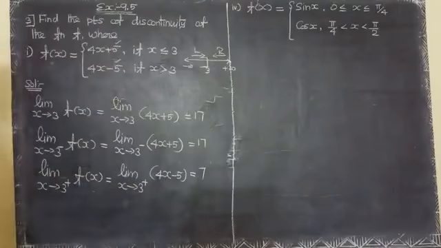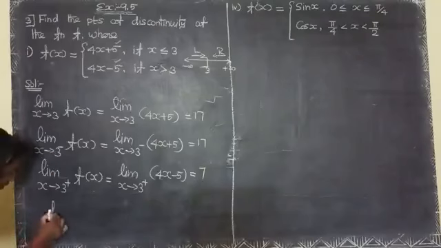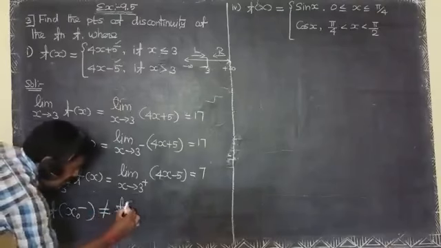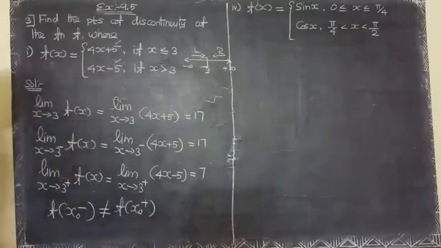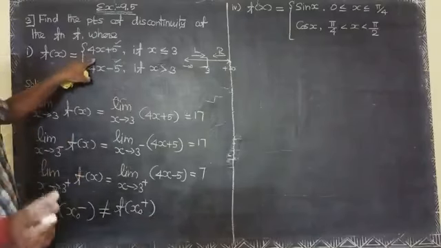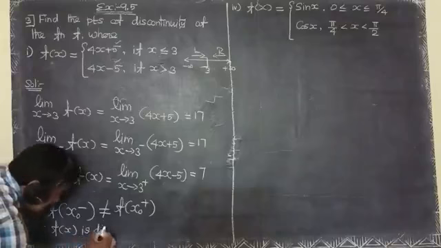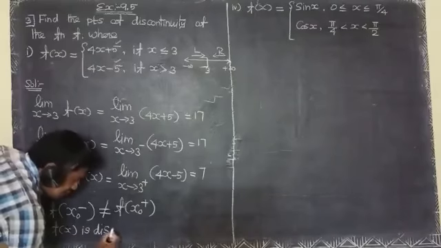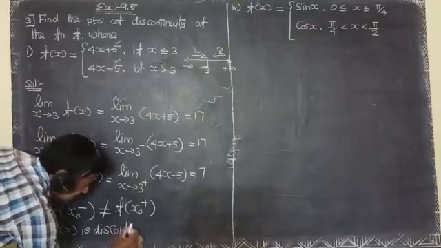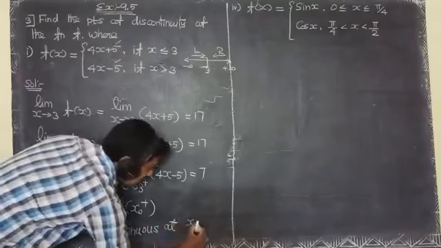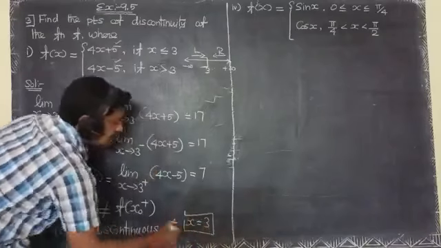Here the left-hand limit and right-hand limit are not equal. f of x0 minus is not equal to f of x0 plus. Therefore the given function is discontinuous at x equal to 3. Therefore f of x is discontinuous, not continuous, at x equal to 3.